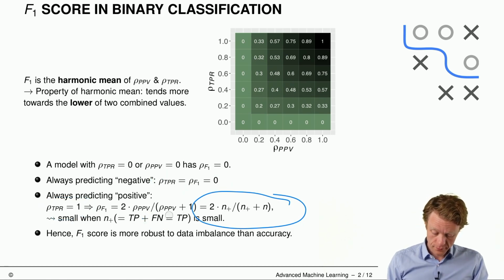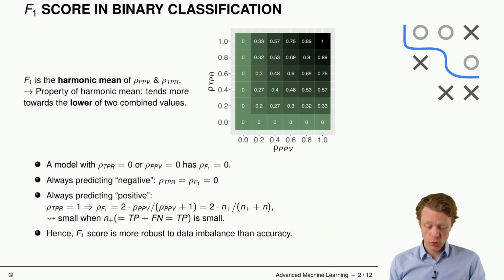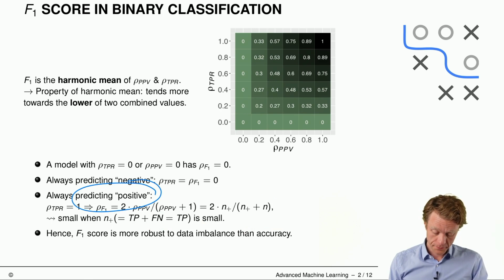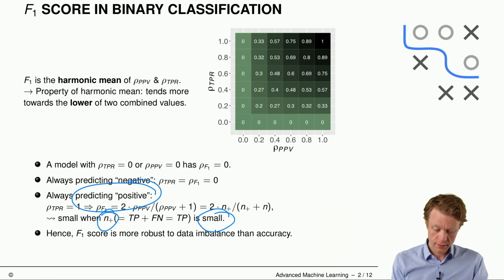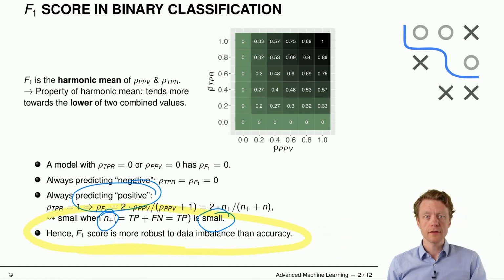Okay, but let's go back to the important point here. So if you always predict positive, then TPR will always be small if n plus is small. So if you have a very unbalanced data set, then F1 score with always predicting positive is also very small. So always predicting negative and always predicting positive both lead to a very small F1 score, which is good, of course. So we can finish the slide here with stating that F1 score is more robust to data imbalance than the accuracy is.